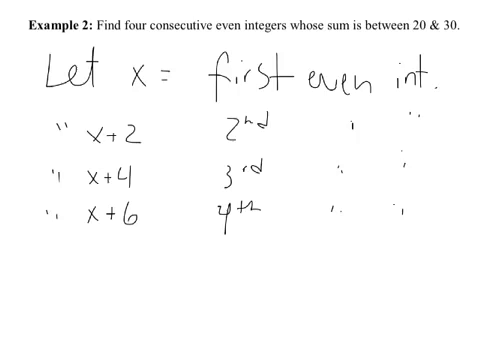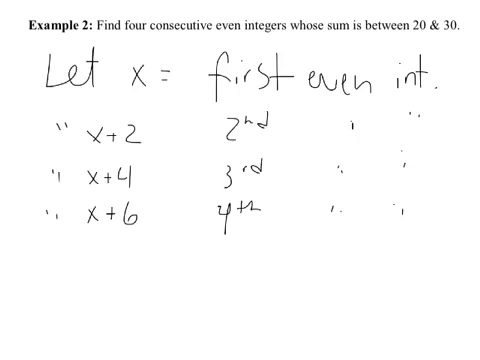And we know that the sum of these integers is between 20 and 30. Between 20 and 30. So it can't be 20 and it can't be 30. If it could be 20 or 30, you would say between 20 and 30 inclusively. Meaning it could be 20 or it could be 30. But in this case, it's something between 20 and 30. So how can I write some sort of statement next? What can I write next?